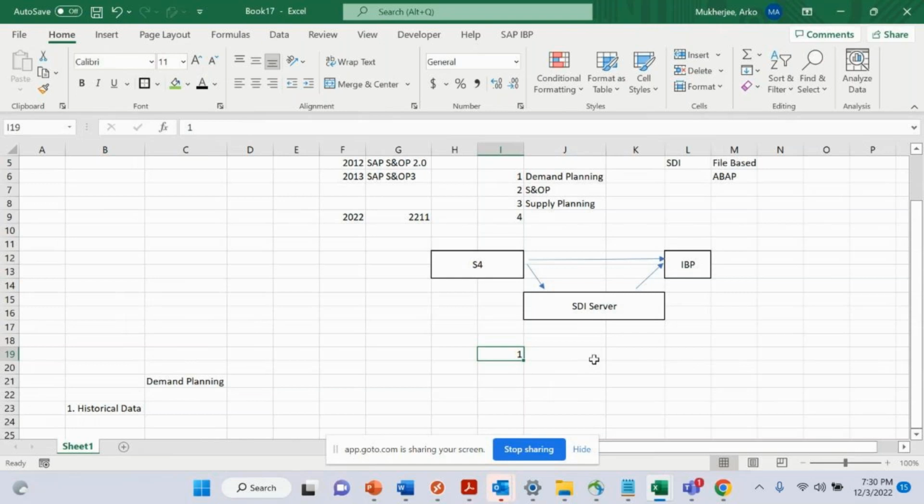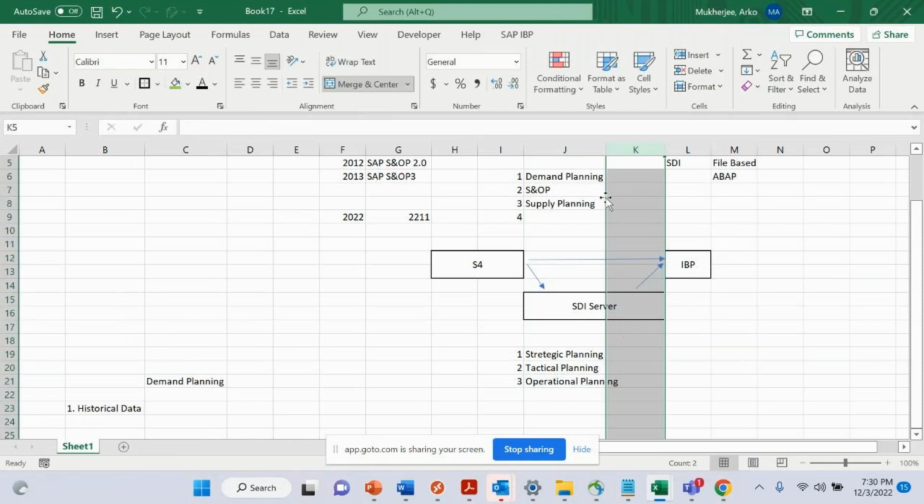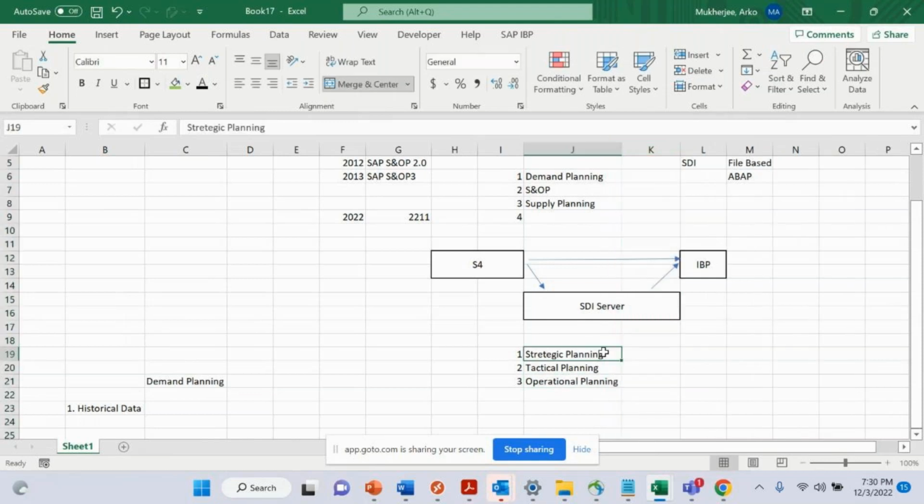Let me tell you, there are three types of planning. First one is strategic planning. Second one is called tactical planning. Third one comes as operational planning. Now these plannings are based on time horizons.